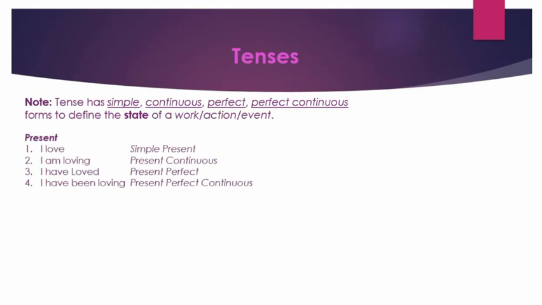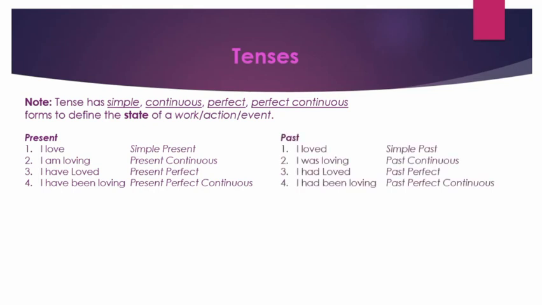We will learn with these examples. Present tense. I love. It is in simple present tense. I am loving. Present continuous. I have loved. Present perfect. I have been loving. Present perfect continuous. Past. I loved. Simple past.